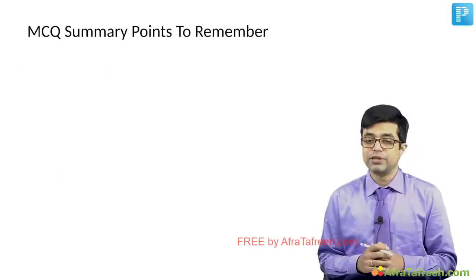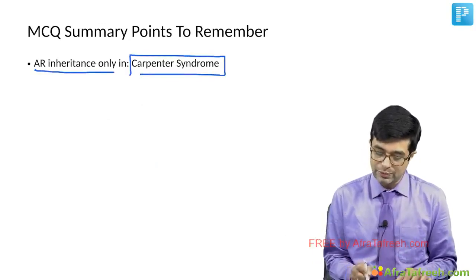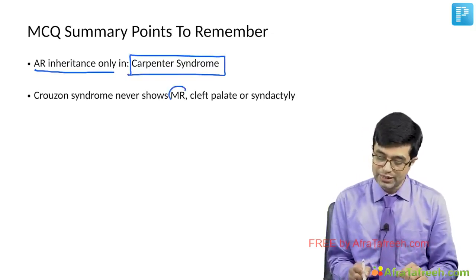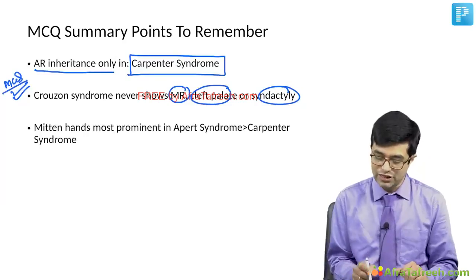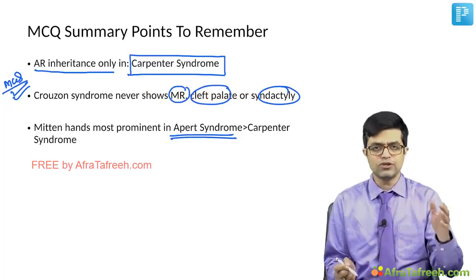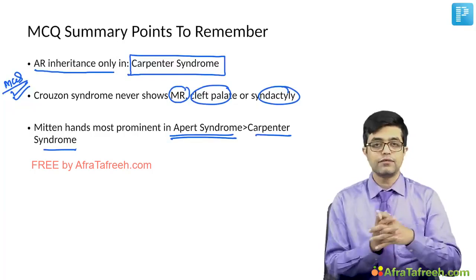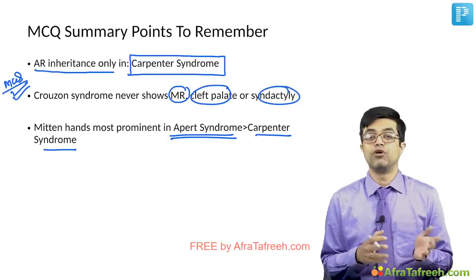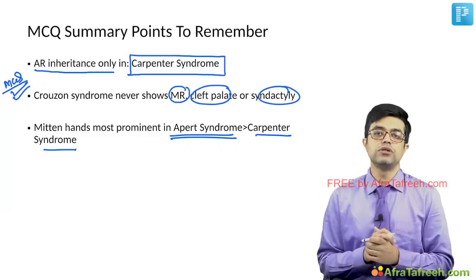And finally, MCQ summary points to remember. Autosomal recessive inheritance is seen only in Carpenter syndrome among the craniosynostosis syndromes. Crouzon syndrome never shows mental retardation, cleft palate or syndactyly. It is a statement-based MCQ already asked in the past. And thirdly, mitten hands are most prominent in Apert syndrome. If that is not mentioned in the options, then Carpenter syndrome is the next option which you will mark. Other syndromes have either no syndactyly or only partial syndactyly, which may often even be missed. So this is regarding the syndromes associated with craniosynostosis.